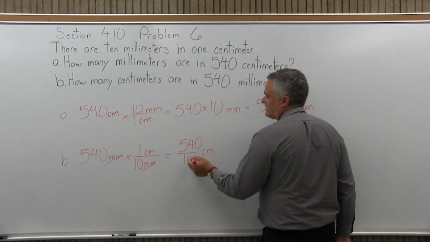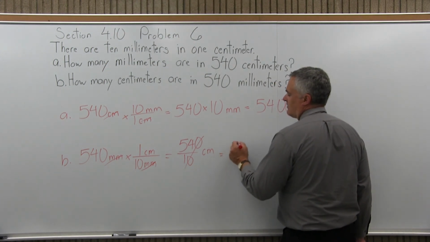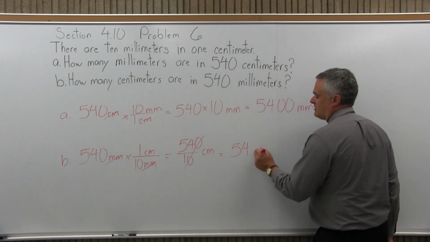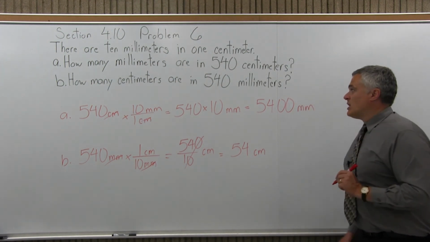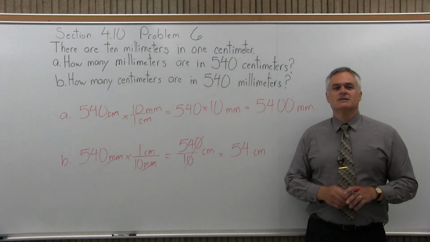That reduces easily. The 10 just kills a 0 off the end of the 540. Giving me 54, and again, my units of measure, centimeters. So 540 millimeters is equivalent to 54 centimeters.